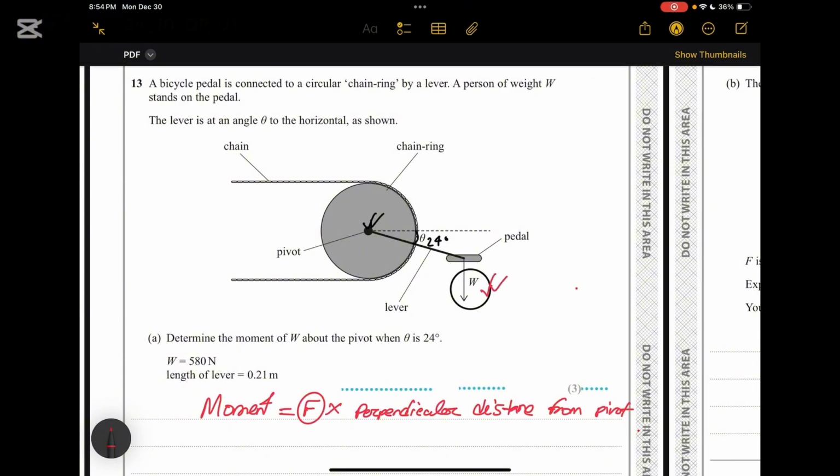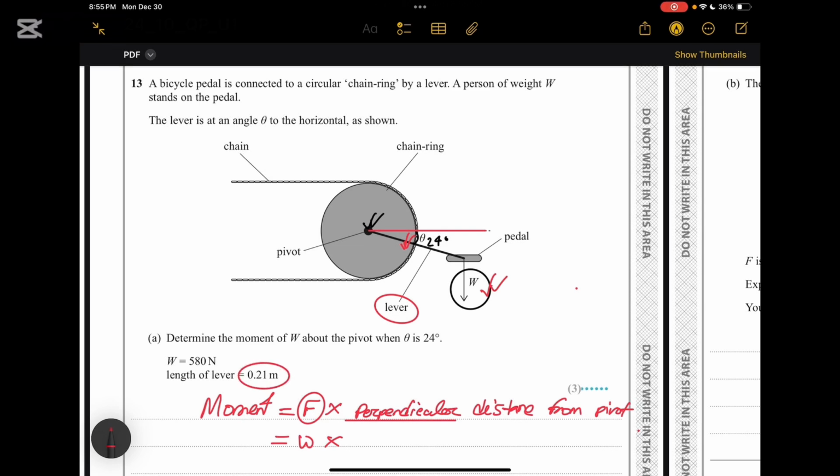So this weight is our force. We will write it down as weight into perpendicular distance. As this weight is completely vertical, we need a horizontal distance from the pivot. But this distance of the lever is not horizontal, it is at an angle. So we have to take the horizontal component of this lever. The horizontal component will be, this is 24 degrees and it is 0.21.